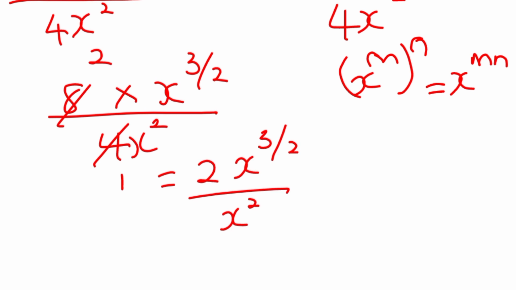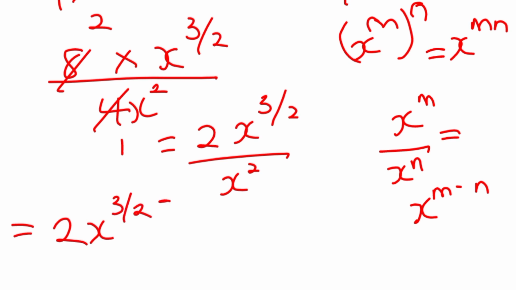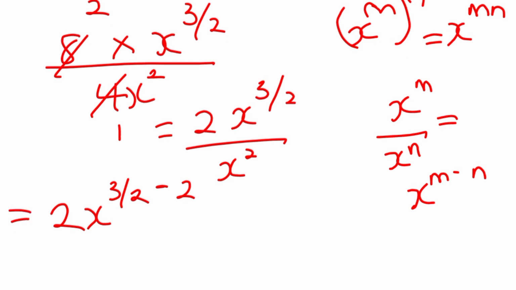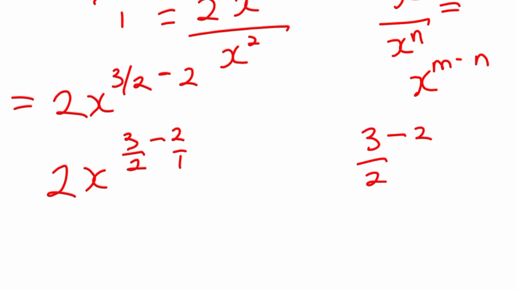Now the last indices rule we need to apply here is whenever we have x^m divided by x^n, it is the same thing as x^(m-n). So let's apply that here. We end up having 2 times x to the power of 3/2 minus 2. So therefore, we can say that 2x to the power of 3/2 minus 2 over 1. If we simplify this fraction, we end up having over 2 minus 1.